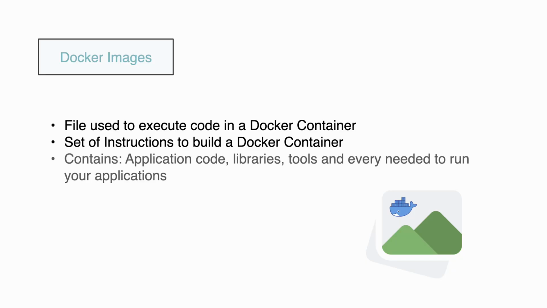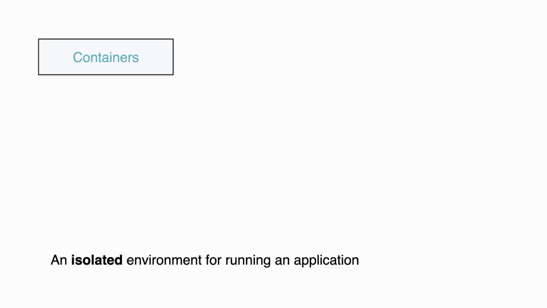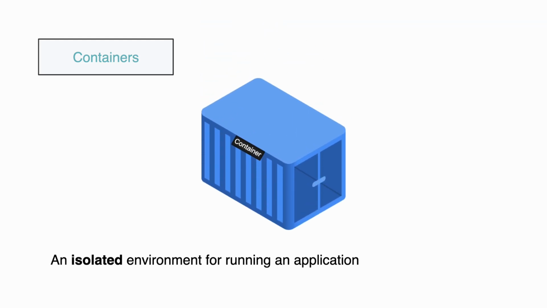So it contains the application code, libraries, tools, and everything needed to run our applications. You can think of a Docker image as the blueprint. And from the blueprint, we can run multiple instances of the actual thing that we want, which are containers. So a container is an isolated environment for running applications. So that's literally what it is. So this is a container.